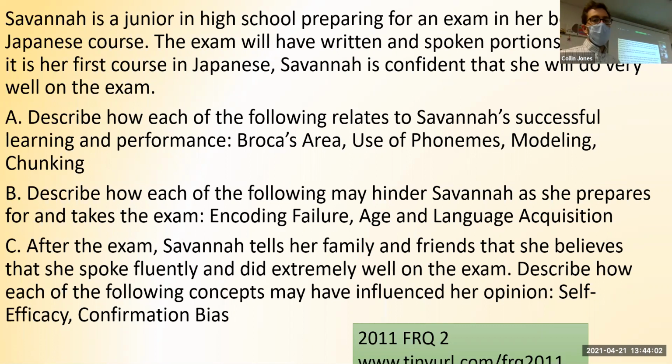Part B, what does the word hinder mean? So part A is about her being successful. Part B is going to be about her being, to hinder means to hurt. So how might these things hurt her? Encoding failure. If she's not paying attention, it might not get into her brain in the first place.